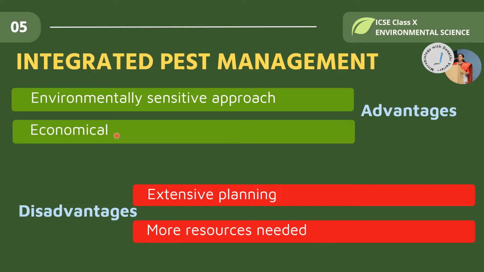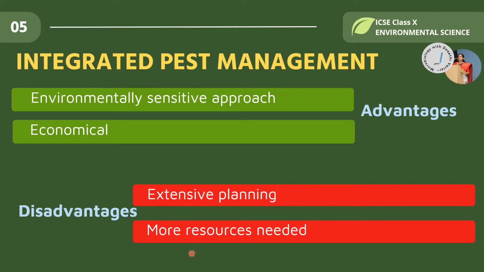So when you are decreasing the use of pesticides as such, it helps to reduce the development of pesticide resistance in future as well. That's a very important thing for the environment, and definitely it is economical to the farmer as well. The disadvantage is that you need to have extensive planning and knowledge about the pests, about the crop, about the environment, about the soil. Only then can you have a successful IPM.